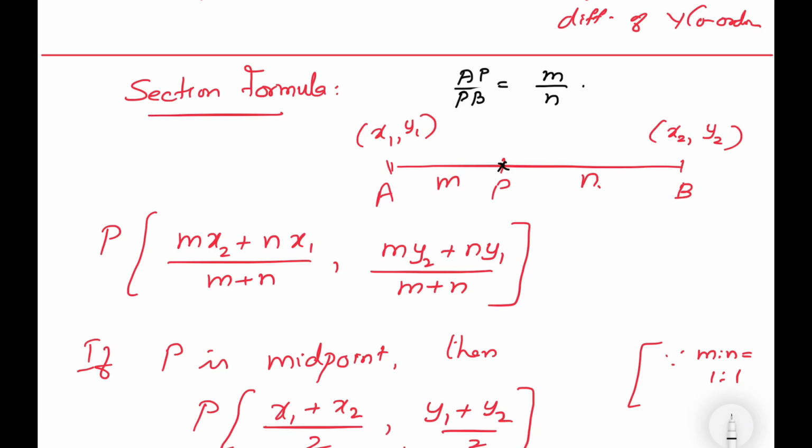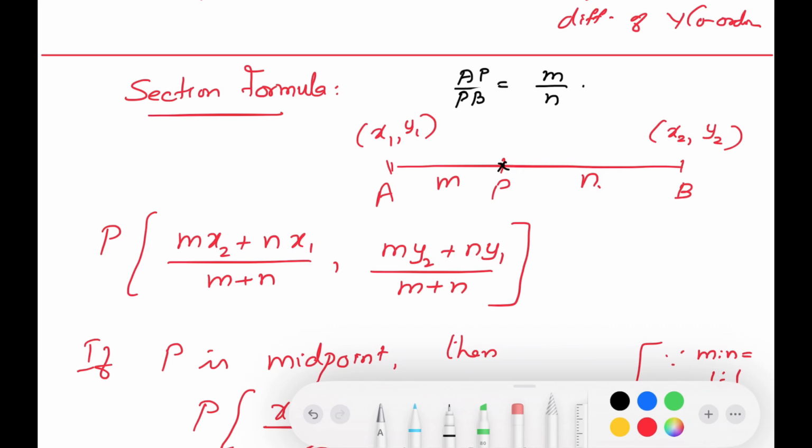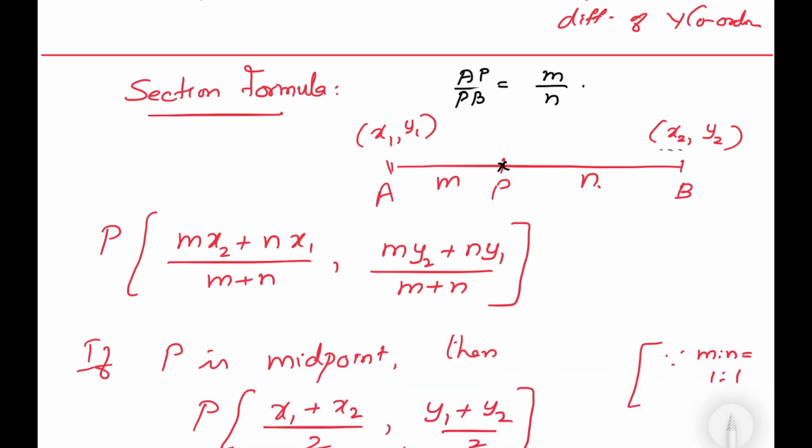So, you can learn this formula: m x2 plus n x1. When you are finding the x coordinate of P, it is m cross multiplied with the x coordinate of the opposite point, that is B, and then n into x1. Here you are taking only the x coordinates for the x coordinate of P, and similarly for the y coordinate it is m y2 plus n y1 by m plus n.